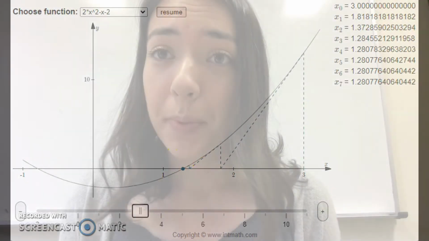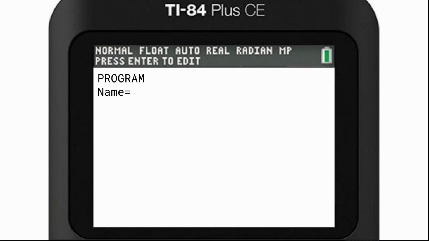It is possible, if you have a TI calculator, to make yourself a program, and I like to use Newton's method because it's just the most accurate and quicker than the other methods I showed. So if you go to your program and go to New, then you'll insert the program name, which here we'll say is Newton's, then enter.